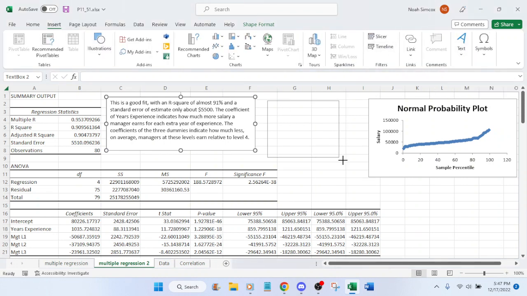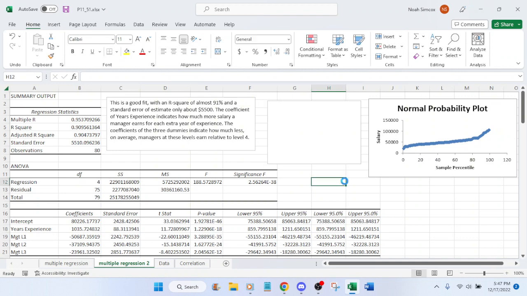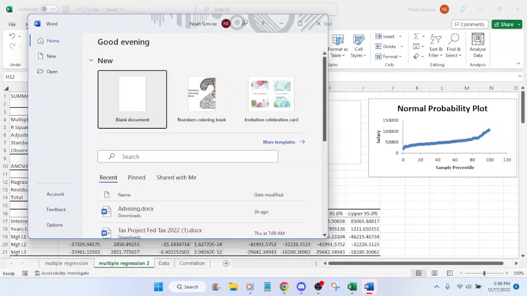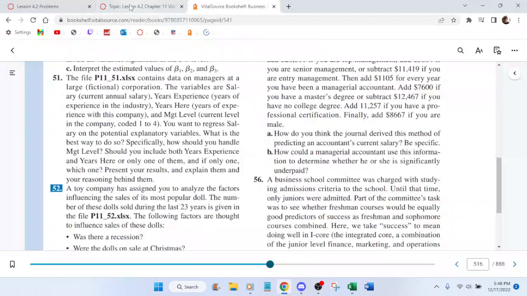Text box. Like, do we really need to do the normal probability thing? Because it's not even in the question, is it? Is it really necessary to include the normal probability plot thingy?